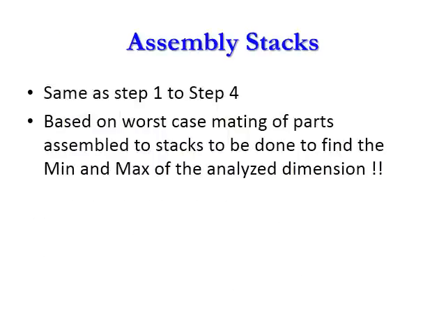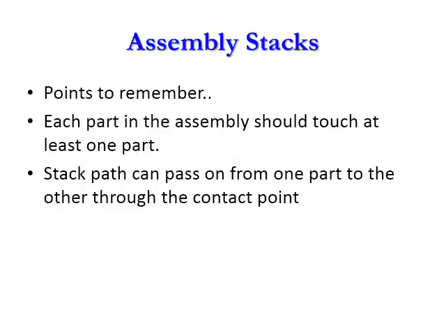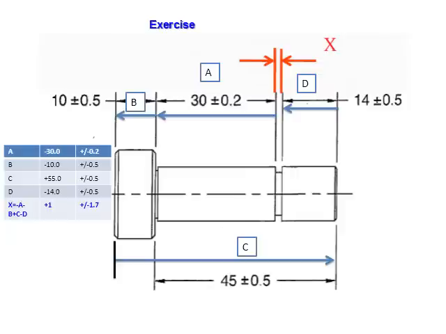Assembly stacks. Same as steps 1 to 4. Based on the worst case meeting of parts, assemble the two stacks to find the minimum and maximum of the analyzed dimension. Points to remember in assembly stacks: each part in the assembly should touch at least one part. The stack path can pass from one part to the other through the contact points.